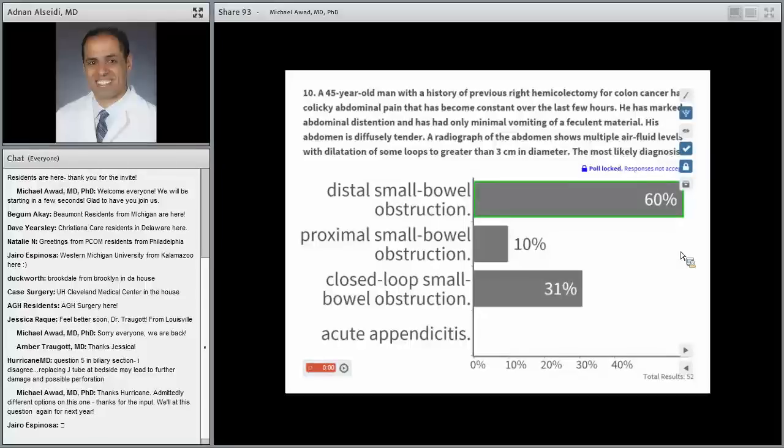So the correct answer is distal small bowel obstruction. Third said closed loop obstruction. In general, with closed loop obstruction, you would see more symptoms of severe pain and signs of peritoneal irritation more than distension and vomiting. Vomiting can happen, but usually you don't see patients severely distended with multiple air fluid levels as described here in either proximal small bowel obstruction or closed loop small bowel obstruction. And thus distal small bowel obstruction is the correct answer, or most likely answer, I should say.